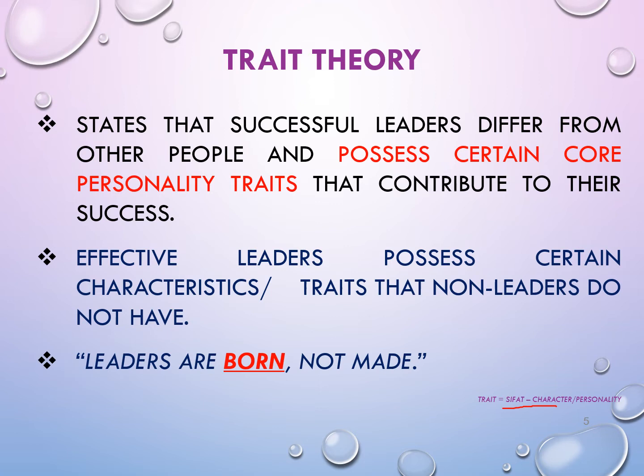So what is said under this trait theory? Trait theory states that successful leaders differ from other people and possess certain core personality traits that contribute to their success. So effective leaders possess certain characteristics or traits that non-leaders do not have. And the assumption made by this theory is that leaders are born and not made. So it is very easy to understand trait theory. It says that people who are the leaders, they are actually born to be a leader because they have certain characteristics or traits that other people do not have.